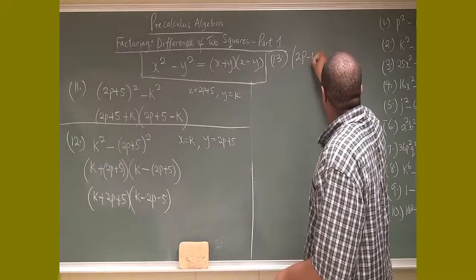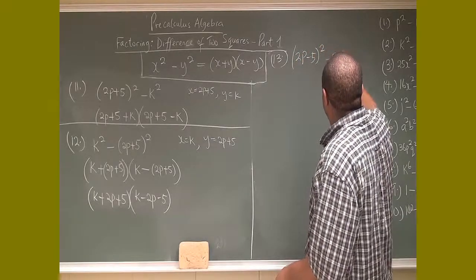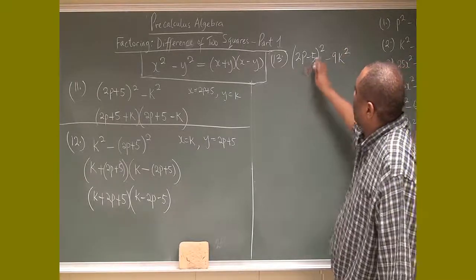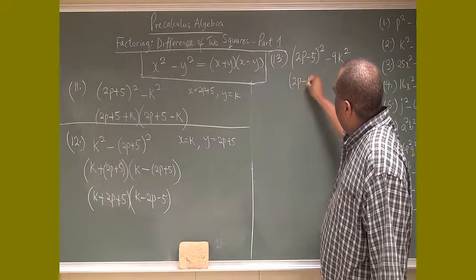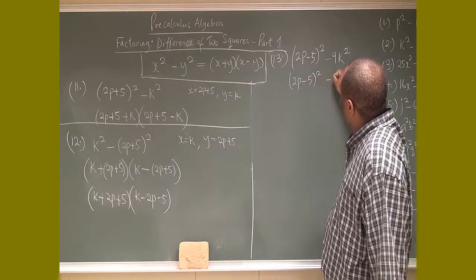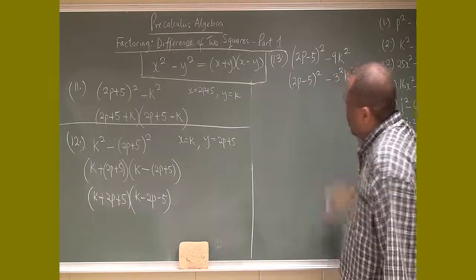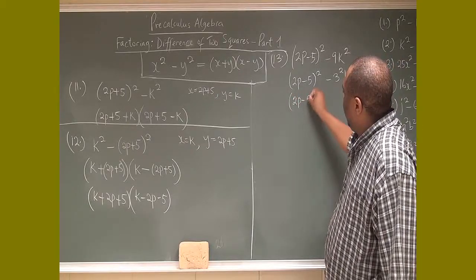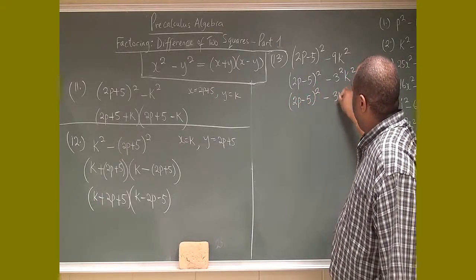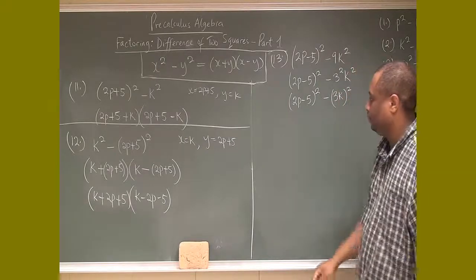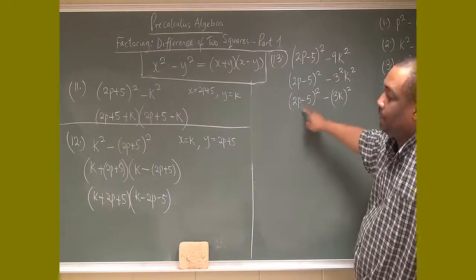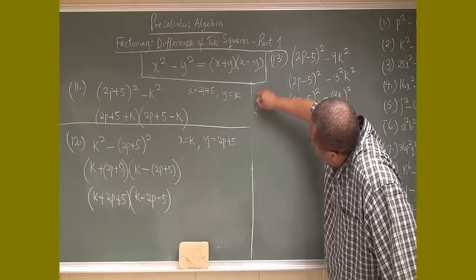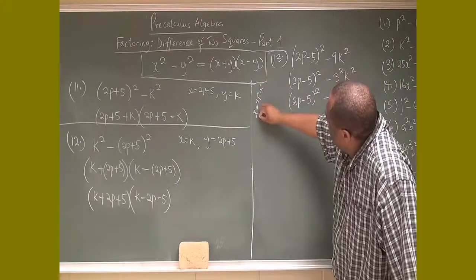Two p minus 5 all squared minus 9k squared. Okay, so let's get this done. This is okay. It still is a perfect square. 2p minus 5 all squared minus 3 squared k squared. So that will give us 2p minus 5 all squared minus 3k all squared. So in this case, what is our x? Our x is 2p minus 5. And then our y is 3k.